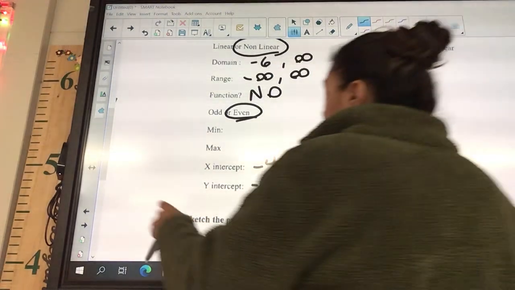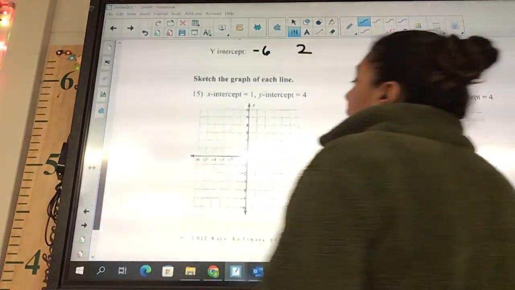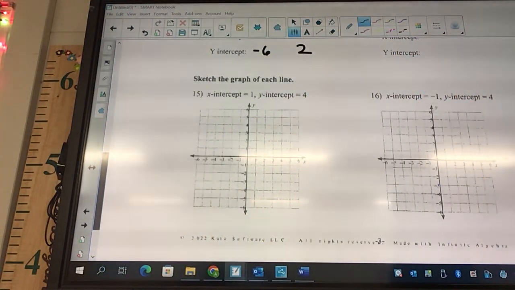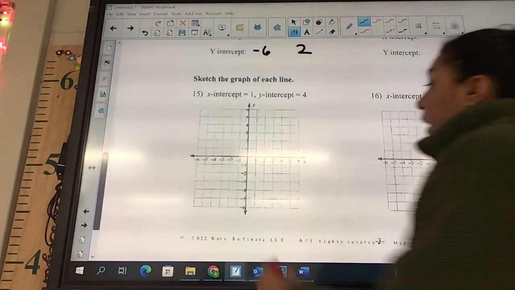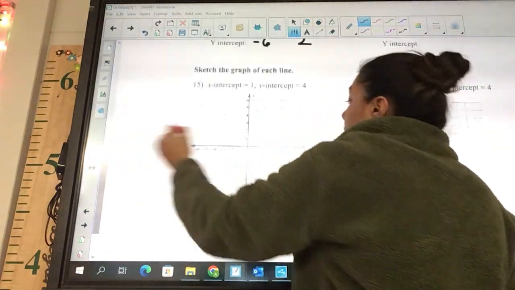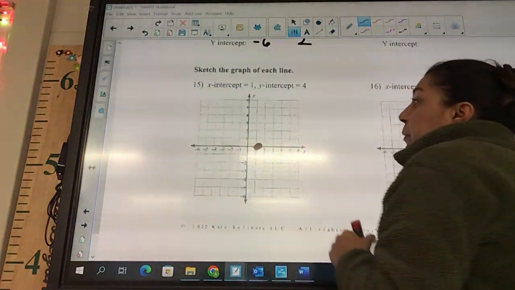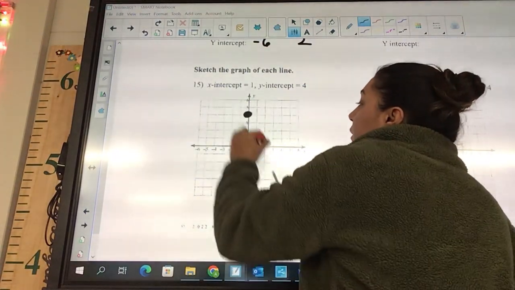Okay, sketch the graph of each line. Our x-intercept, we go to the x line, and we're gonna put a dot at 1, 2. Our y-intercept, we're gonna put a dot at what? 4. Okay, and then we just draw a line.